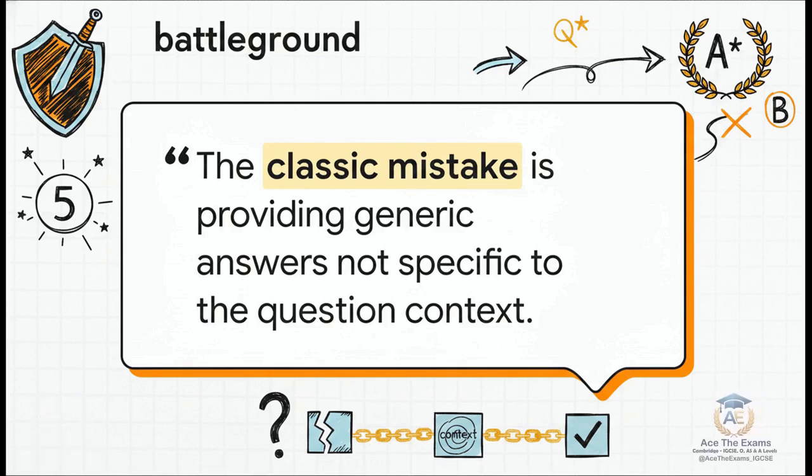And look at this quote, we pulled this directly from the official principal examiner reports. It says, the classic mistake is providing generic answers not specific to the question context. Always link every point to the given scenario. Guys, this is the ultimate fatal warning. We are going to show you exactly what the examiners are scanning for and how avoiding this one massive trap is literally your golden ticket.